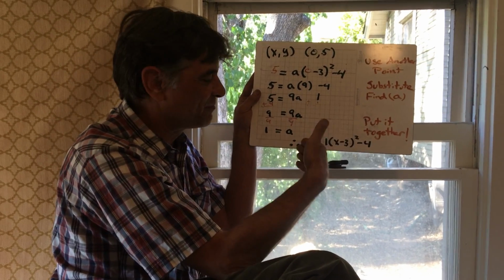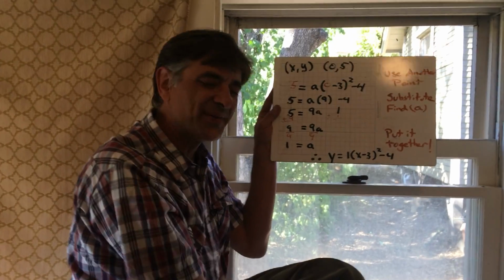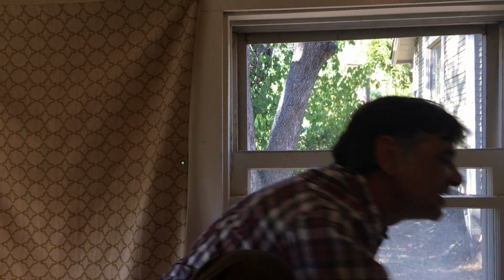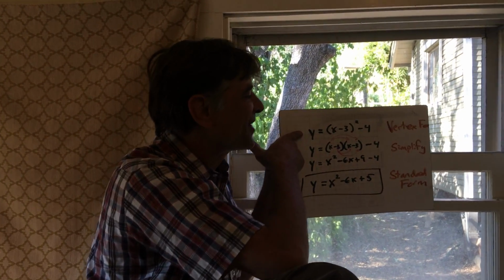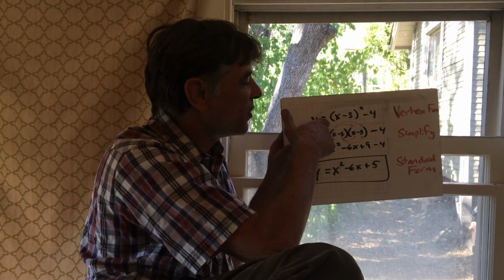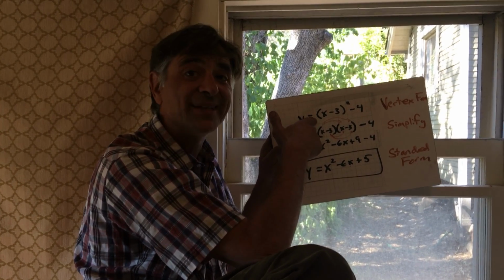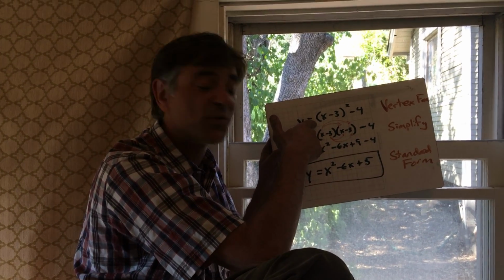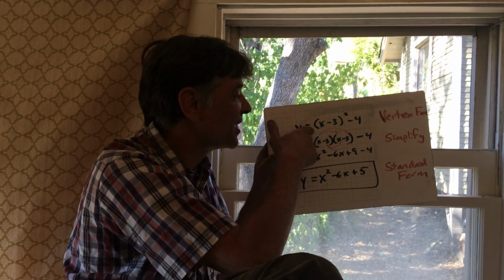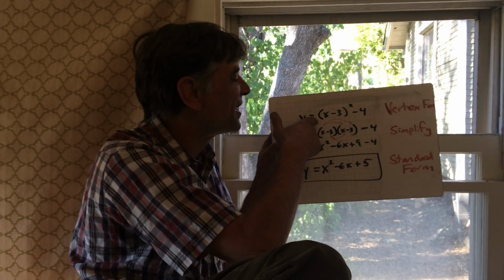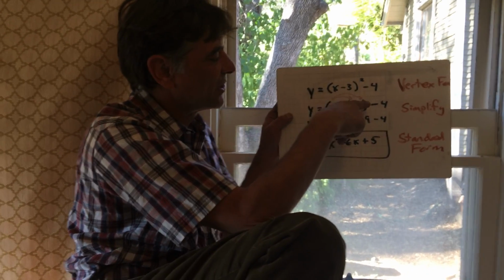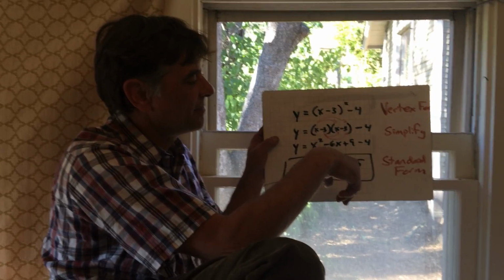Now we've put our equation together, but we don't necessarily want to leave it in that form now, do we? Because we all love our standard form. So we can take our vertex form. Where'd the 1 go? The 1 disappeared. We don't really need the 1, do we? Stretch factor of 1. 1 times the quantity x minus 3 squared is indeed just x minus 3 squared. And so what am I going to do? I'm going to go ahead and FOIL, simplify.